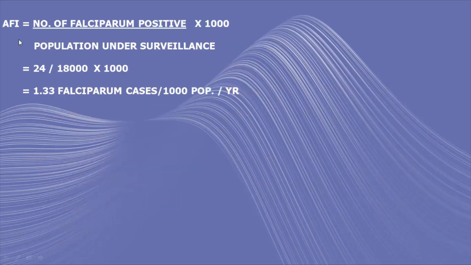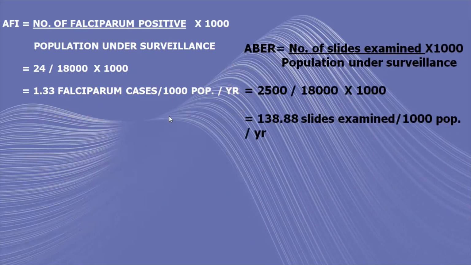Now next is annual falciparum incidence. So here we have to take number of falciparum positive by population under surveillance. So it is 24 by 18,000 into 1,000. So it comes to 1.3 falciparum cases per 1,000 population per year.